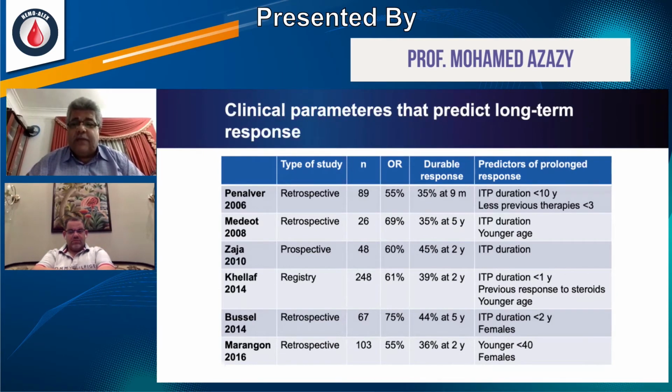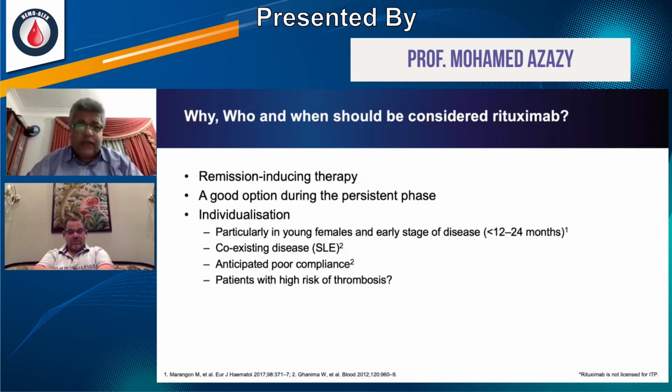they have shown that the predictors of prolonged response include disease onset of less than 10 years and less previous therapy. Those who needed fewer than 3 lines of therapy usually did better than those who needed more lines of therapy. Others showed that the ITP duration and young age are other predictors for the response, while Basil et al. showed that less than 2 years and female gender gave the patient a better response to treatment.